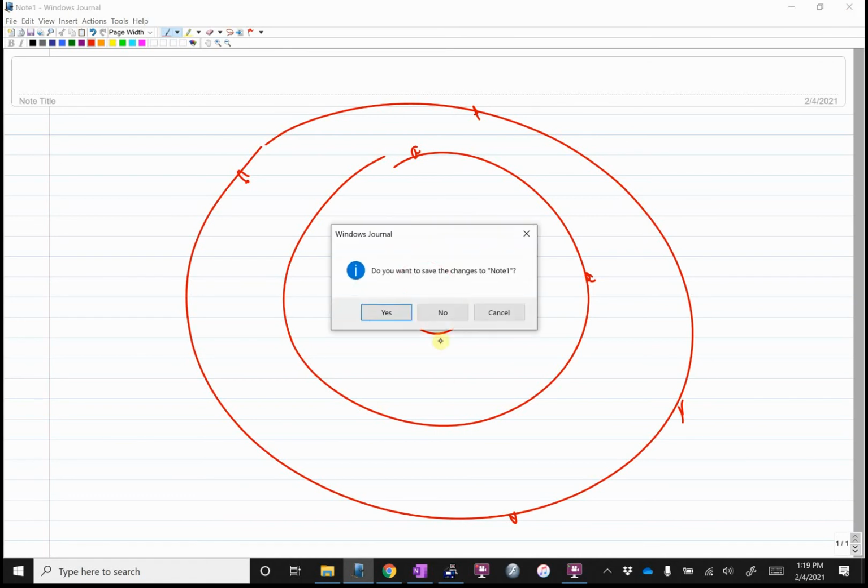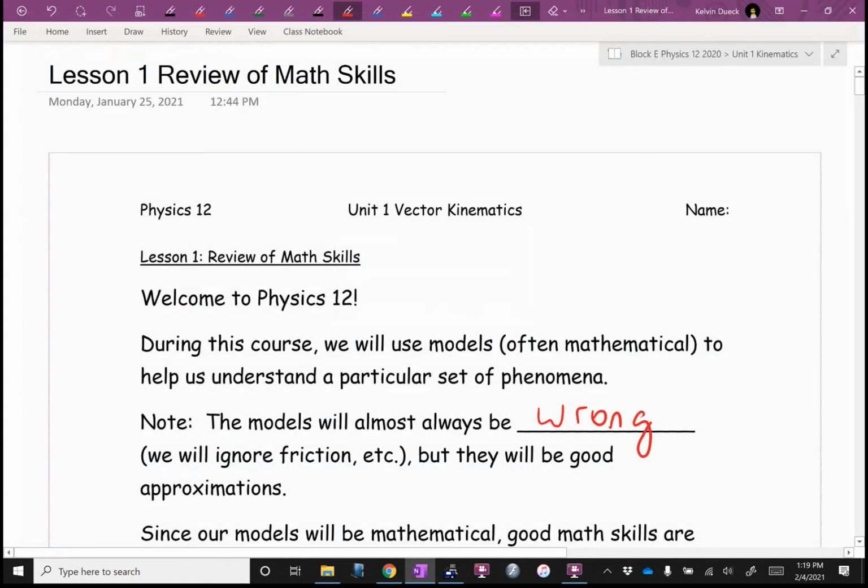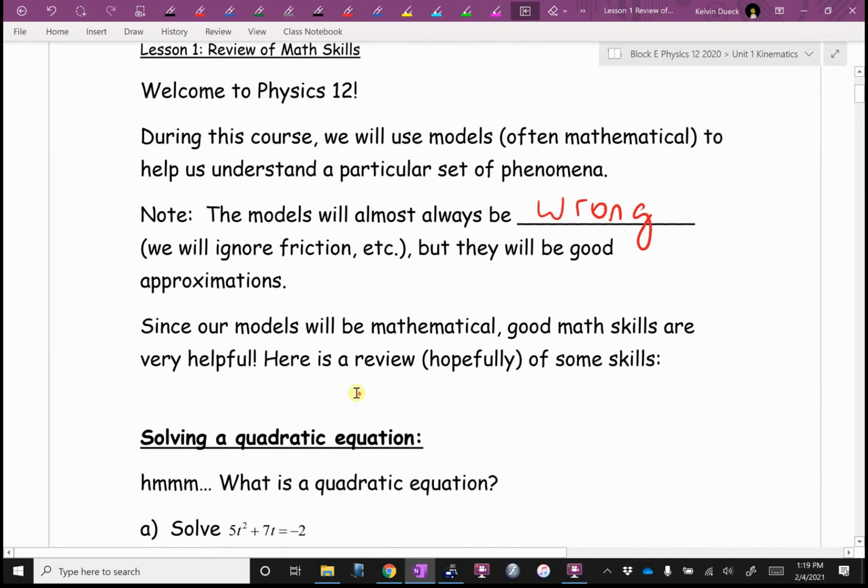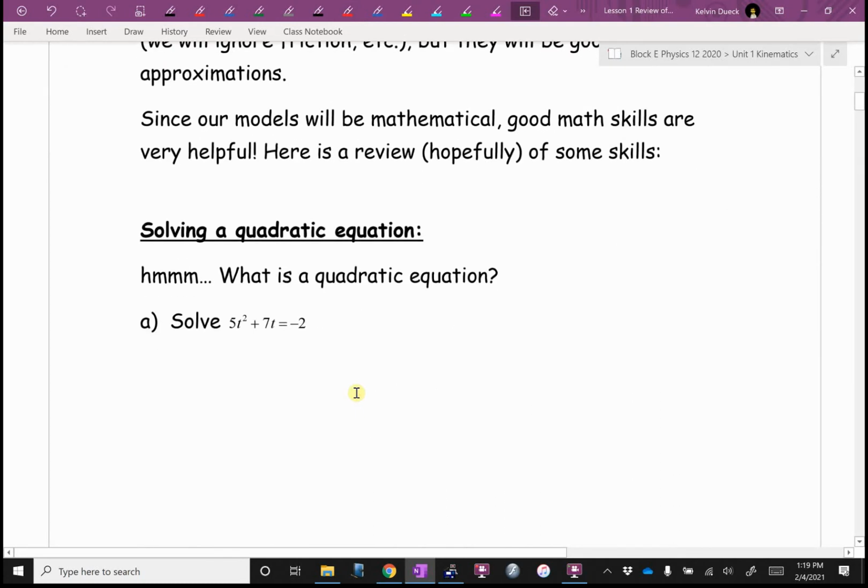So as we did last year, we're going to ignore air resistance frequently. We'll ignore friction. We'll be close. Since our models will be mathematical, good math skills help. So one of the first things you want to be good at is solving a quadratic equation.